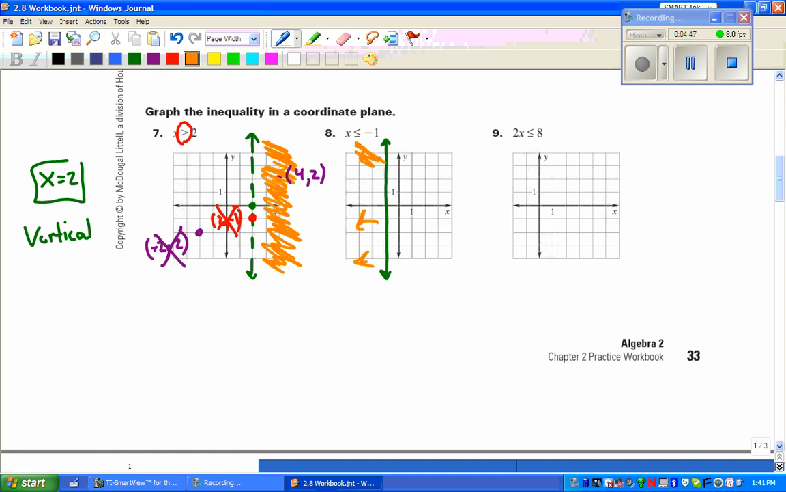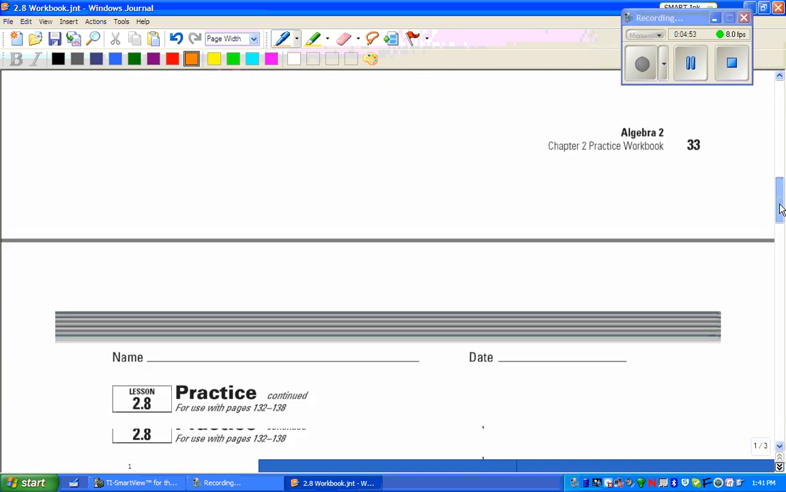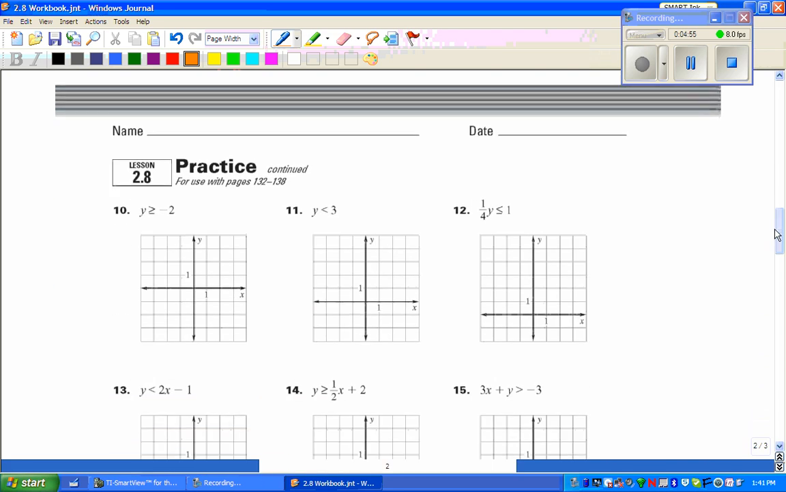I'm going to shade all of this over here, because those are what's going to make it true. All right, let's go to the next page and take a look at some y ones. This one, y is greater than negative 2. To graph this, y equals negative 2, we would draw a horizontal line at y is equal to negative 2.